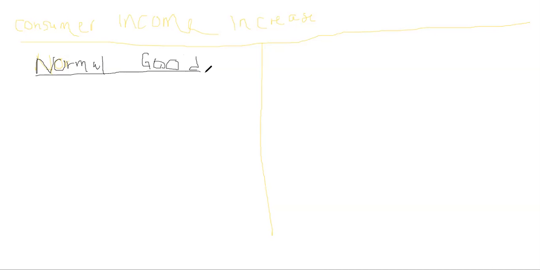This is a normal good. That is case one, scenario one. And here, scenario two, the good is an inferior good.